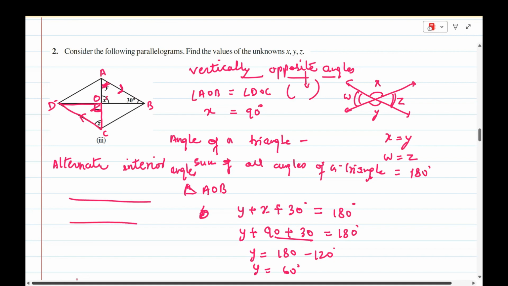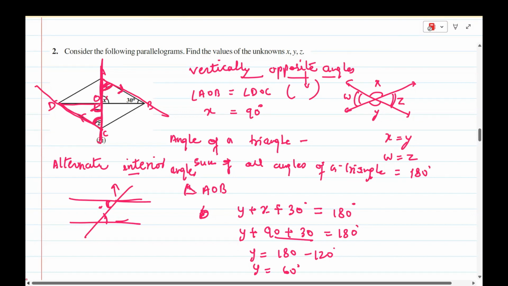If there are two parallel lines and one transversal is cutting them, alternate means one this side, one this side. Interior means between the two parallel lines, and we are talking of the inside angles, not the outside ones. So alternate interior angles are equal, right? Here you see this one and this one, two parallel lines. AC is cutting them, so the alternate interior angles are one this side and one this side.